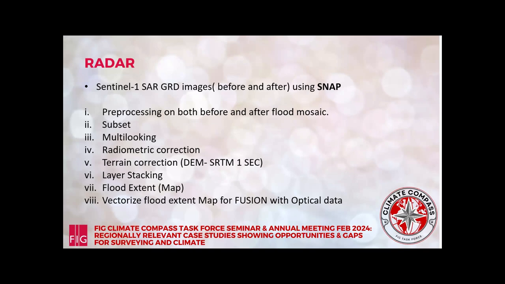So just to explain further on the processing of the radar data, I used Sentinel SNAP in this case for the Sentinel-1 GRD images. As I said earlier, there was pre-processing of both images, the before and after flood mosaic. Then there was subsetting, multi-looking, radiometric correction. These are the stages of the processing of the images. Then the fifth one was terrain correction, and for the terrain correction there was need for a DEM, SRTM 1 arc-second. That was added to the process, and then layer stacking. And then the output was the flood extent map, which was later vectorized for the second fusion with the optical data. Next slide.